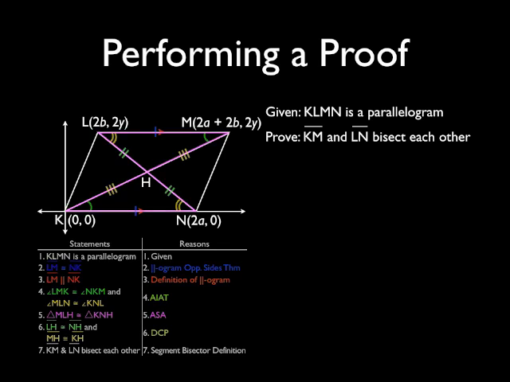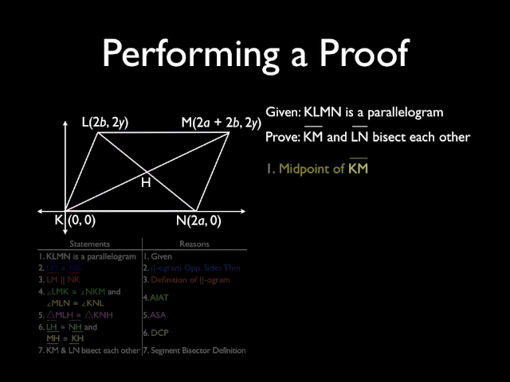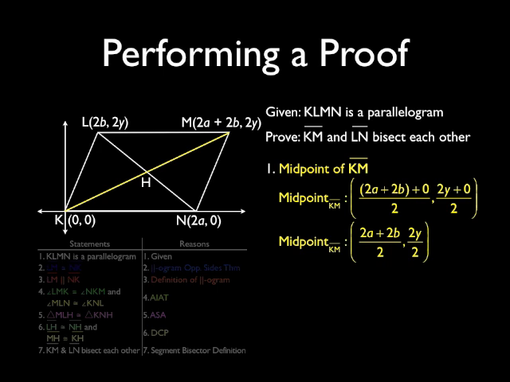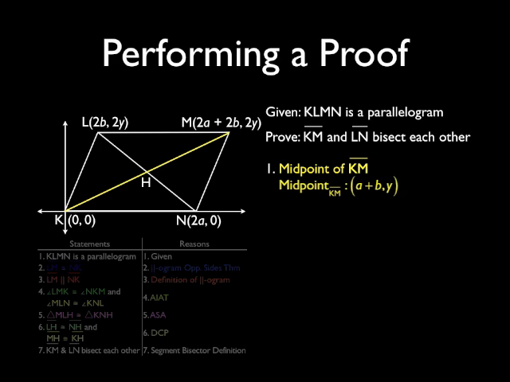Let's see what it looks like using coordinate geometry. First, let's find the midpoint of segment KM. That's easy, we use the midpoint formula. We take our x coordinates, add them together, divide by 2. Our y coordinates, add them together, divide by 2. Zeros don't mean much, and then we divide everything by 2. So the midpoint of segment KM is (a plus b, y). So that's the midpoint. That means that the bisector of segment KM has to go through that point.